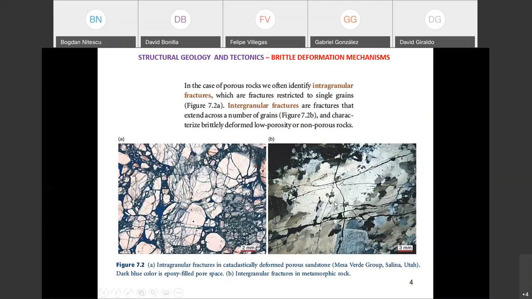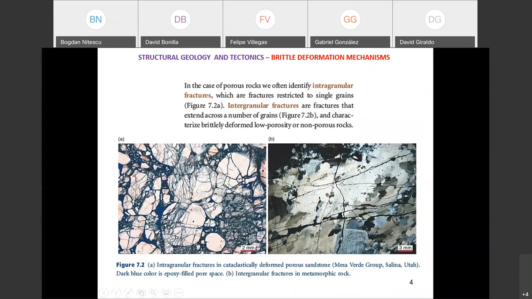For instance, if you look at B, this is no longer a sedimentary rock. It's a metamorphic rock. So you see, it doesn't have pore space like a sandstone. It doesn't have space between the grains. They are interlocked. And here you can see the fractures cutting across different mineral grains. It affects this one and this one and this one. So these are intergranular fractures. These are intragranular and intergranular.